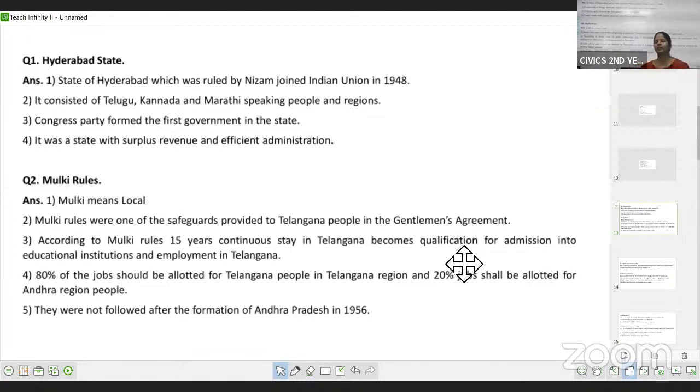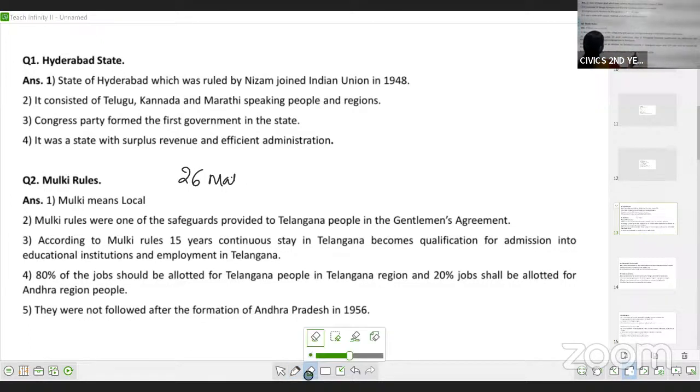So yesterday we started with VSAQs from all the chapters. Today we will discuss VSAQs from your 9th chapter. Okay, so this is the most important chapter. It has got a weightage of 26 marks. This one chapter, its weightage is 26 marks.